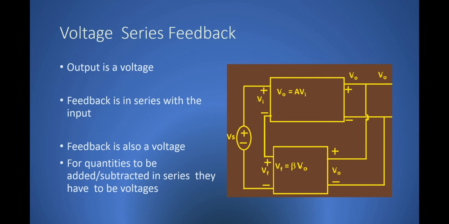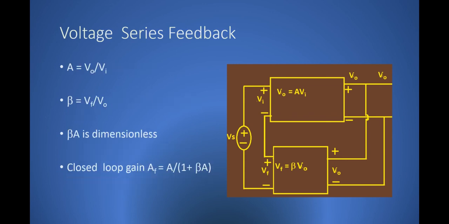So let's have some more discussion on voltage series feedback. V0 will be equal to A times Vi, so this means that A is equal to V0 by Vi. So here A is a dimensionless quantity representing the gain of the amplifier without feedback. And similarly beta is Vf by V0, a dimensionless quantity representing the gain of the feedback path, and beta A is dimensionless.